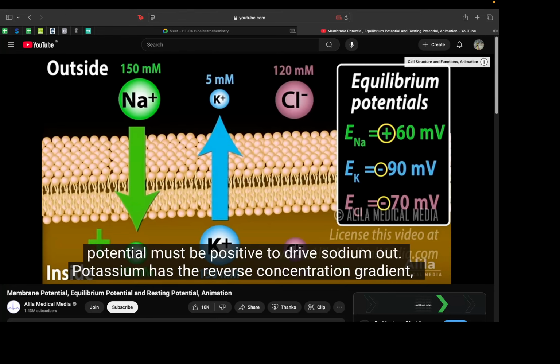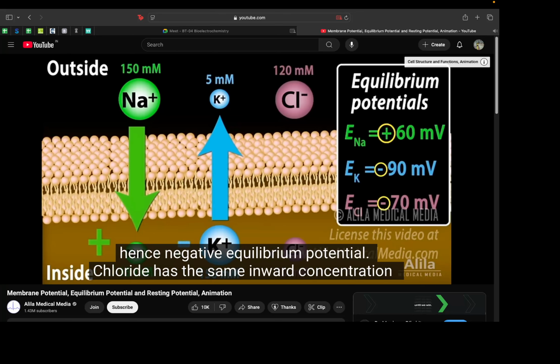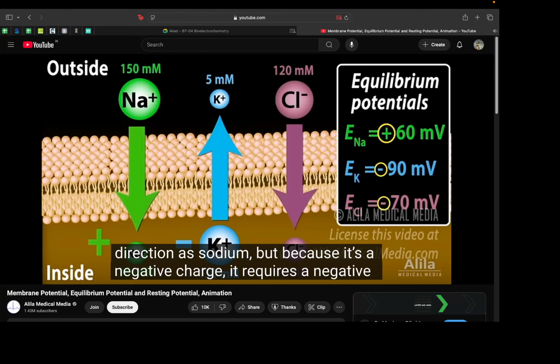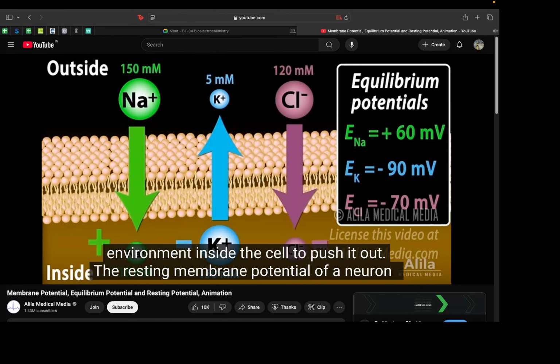Potassium has the reverse concentration gradient, hence negative equilibrium potential. Chloride has the same inward concentration direction as sodium, but because it's a negative charge, it requires a negative environment inside the cell to push it out.